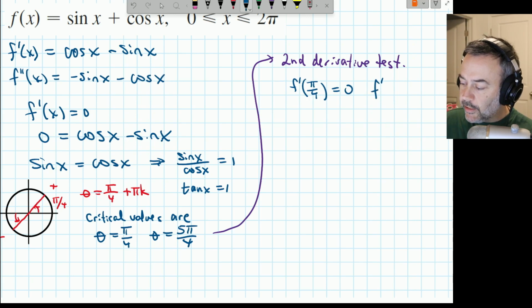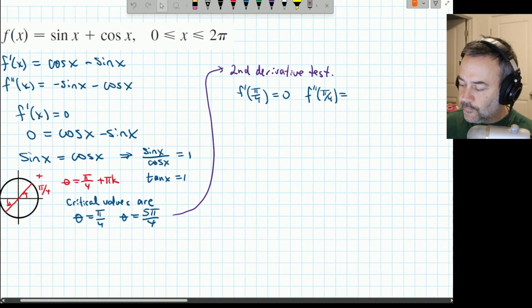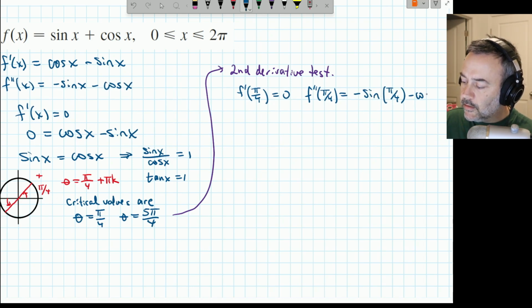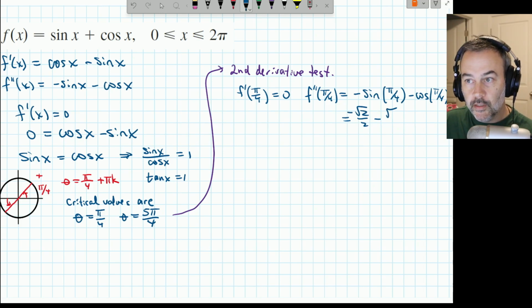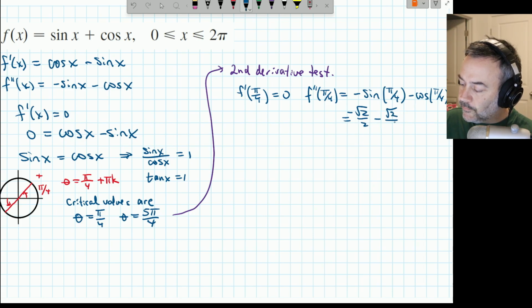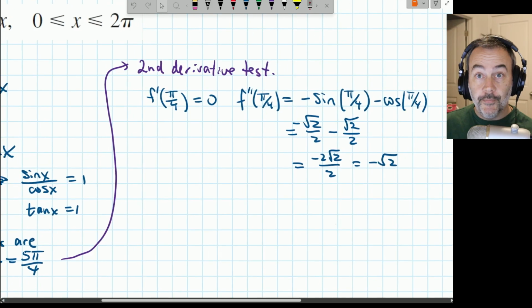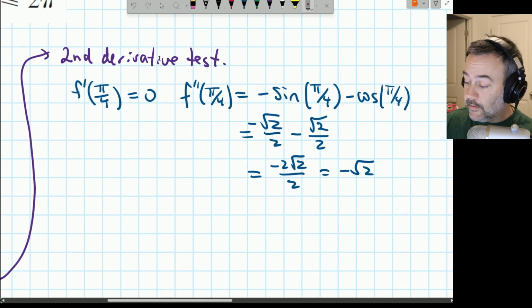So now we just need to check, what is f double prime of pi over 4? Well, that is negative sine of pi over 4 minus cosine of pi over 4. That is negative root 2 over 2 minus root 2 over 2, which is negative 2 root 2 over 2, which is negative root 2. The value there doesn't actually matter. What I care about is that it is negative.